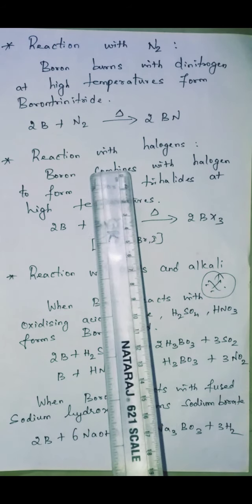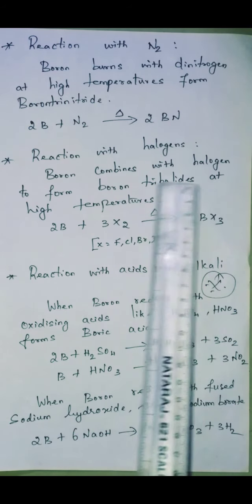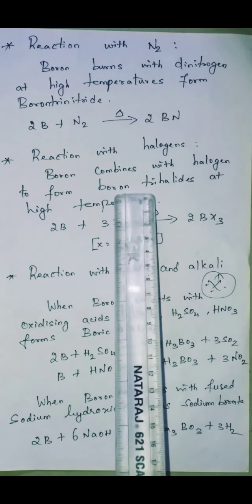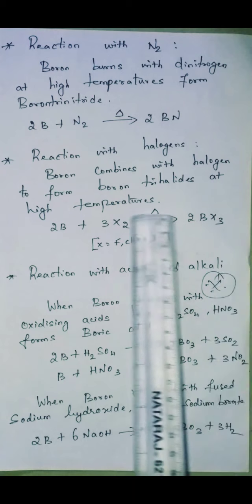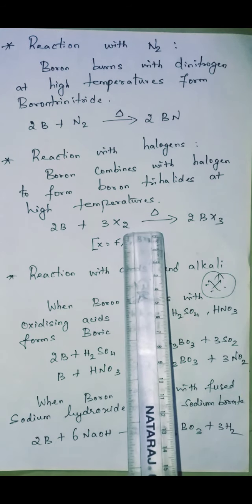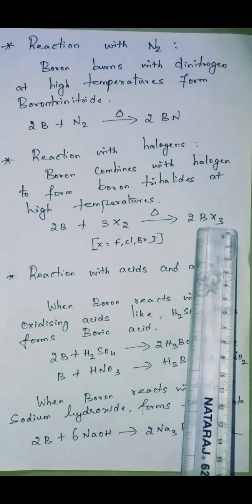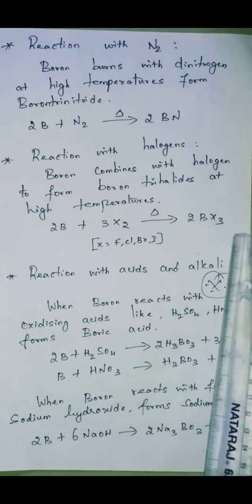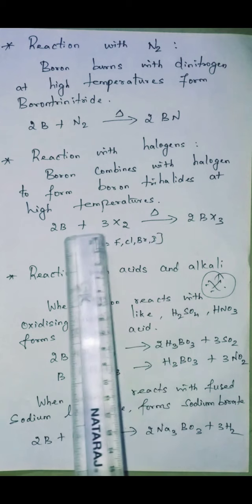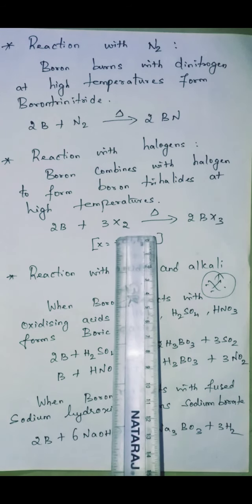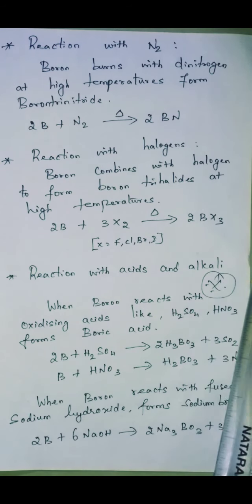The next reaction is with the halogens. How does boron combine with the halogens? It reacts at high temperature; at normal temperature boron does not react. At high temperature, when boron reacts with a halogen, it forms boron trihalides, BX3, where X may be fluorine, chlorine, bromine or iodine. An easy reaction.